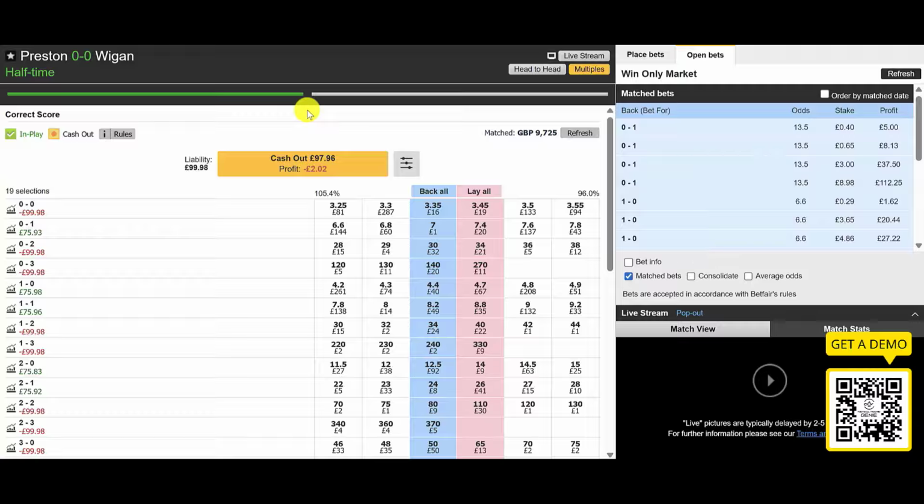But we did go into this expecting a low scoring match. We've got 1-0 and 0-1 covered in favour of Preston or Wigan, so actually this is probably going according to plan. We're going to stick with it. It's Preston 0, Wigan 0. We're not going to take any action right now, but we'll see how the second half develops.